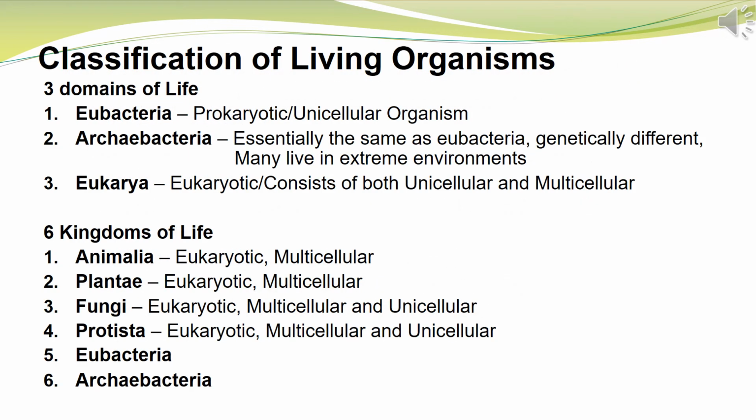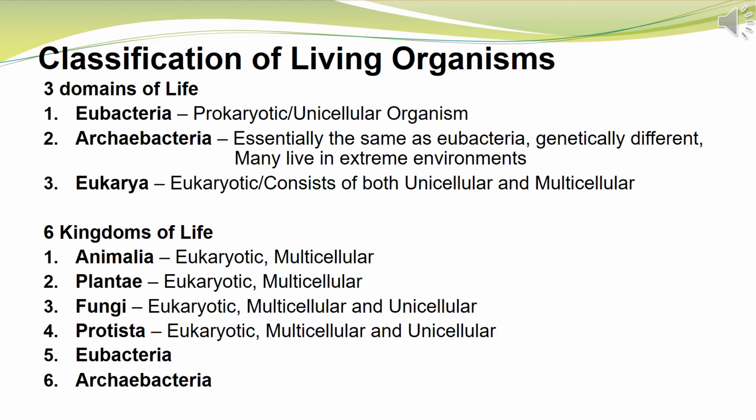Now we're going to talk about the different classifications of living organisms. And as this is a primary objective, you know you're definitely going to be tested over it, so pay attention. There are three domains of life: the eubacteria, which includes prokaryotes and other unicellular organisms. And then there's the archaebacteria, which are essentially the same as eubacteria. They're genetically different and live in extreme environments. And many of them are what we call extremophiles because they live in such extreme environments, like very hot environments or very acidic, salty, what have you.